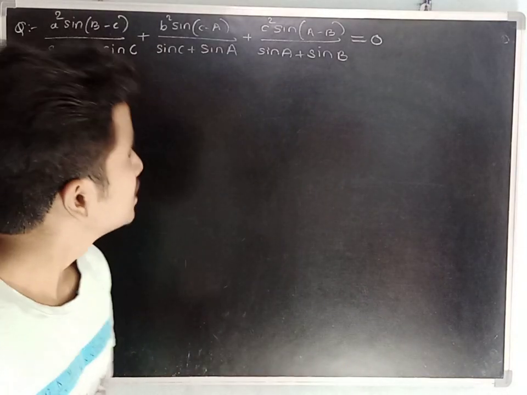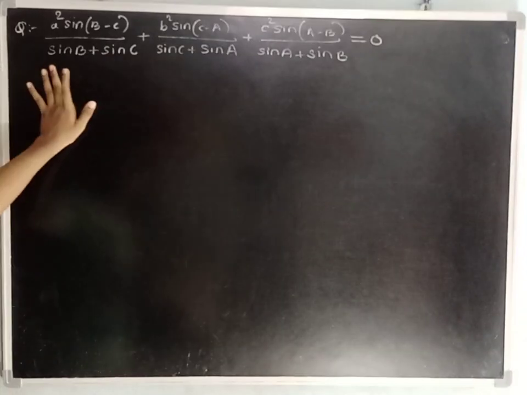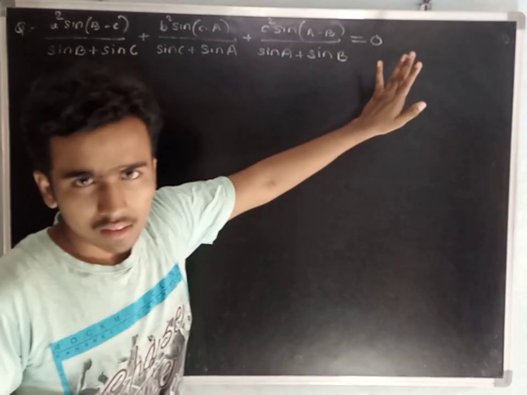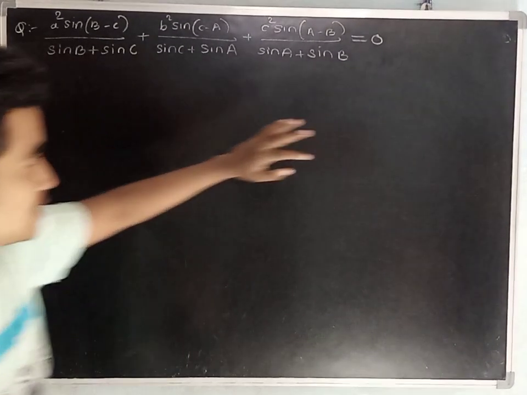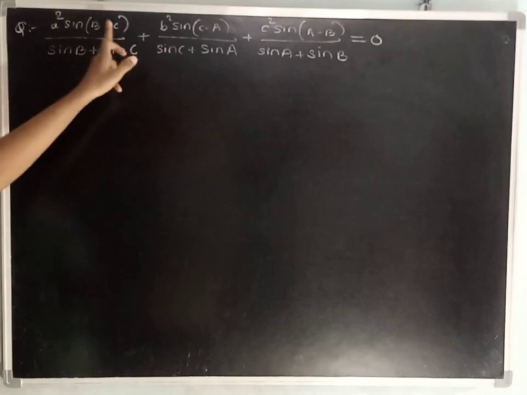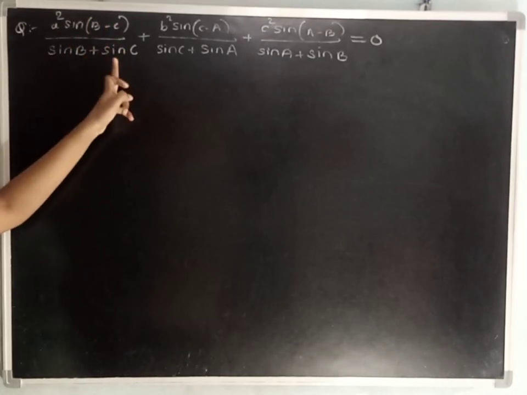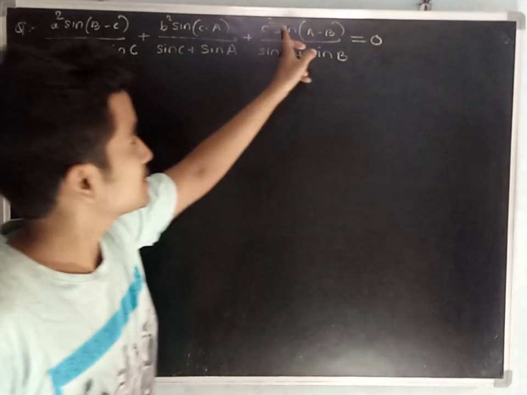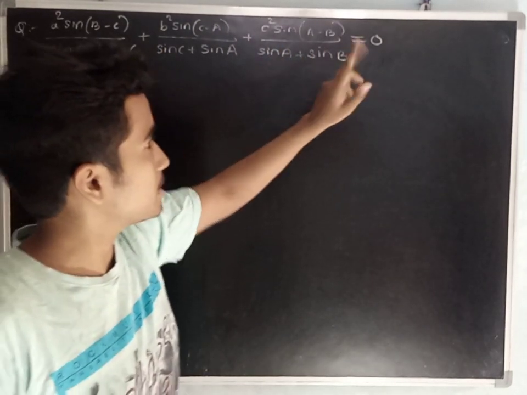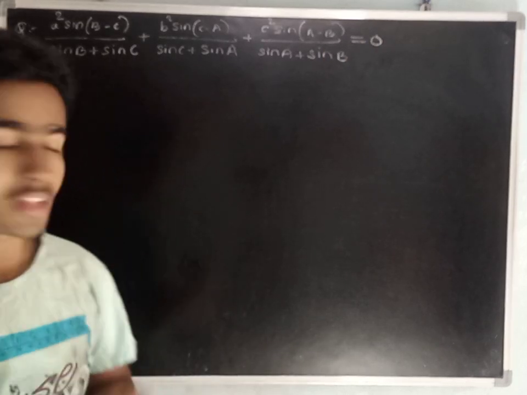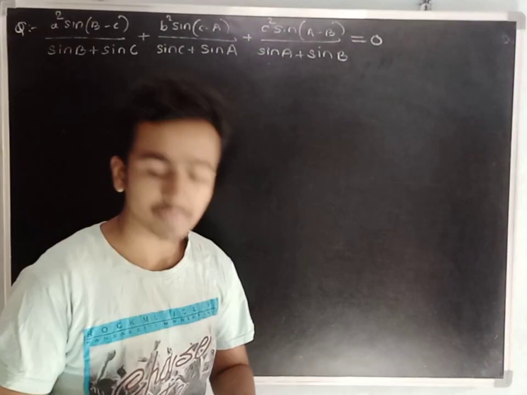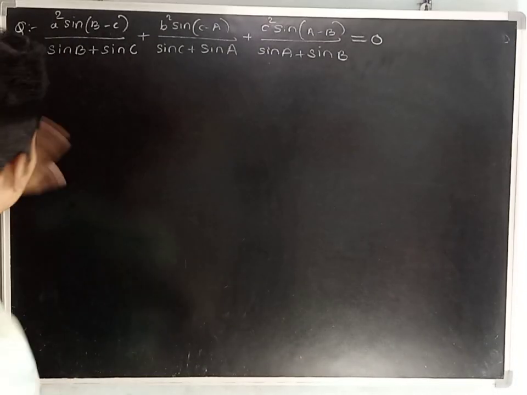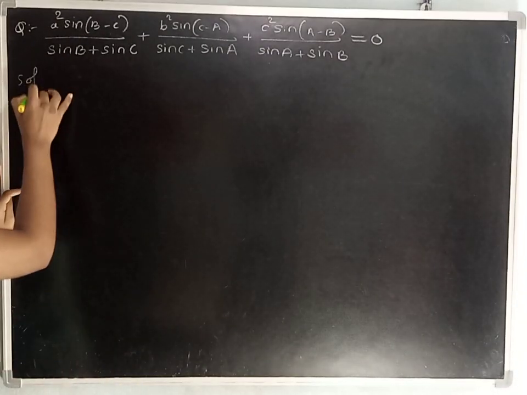Here this is the relation that has been given to us. We need to prove that a square sine of b minus c by sine b plus sine c, plus b square sine of c minus a by sine c plus sine a, plus c square sine of a minus b by sine a plus sine b, is nothing but 0. This is what we have to prove. Solution.